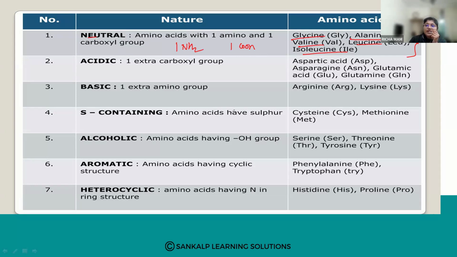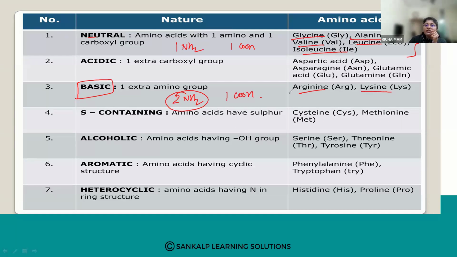Next, we have arginine and lysine. These are termed as basic amino acids. Why are they termed as basic amino acids, students? Because we have an extra amino group. So the basic group is more there, and they are termed under basic.